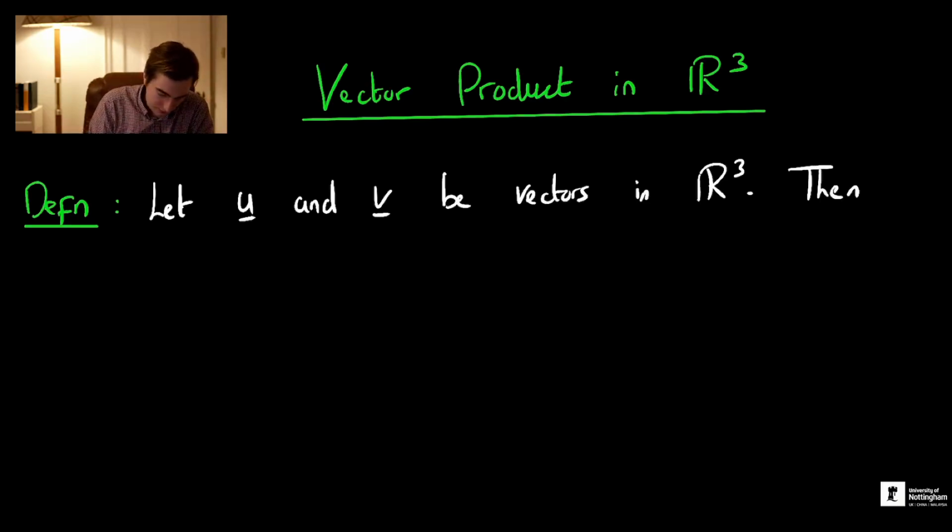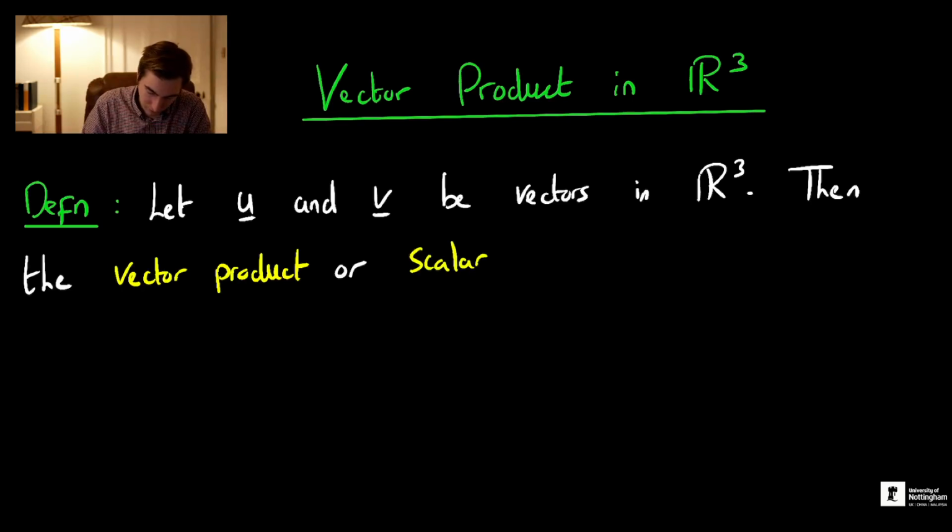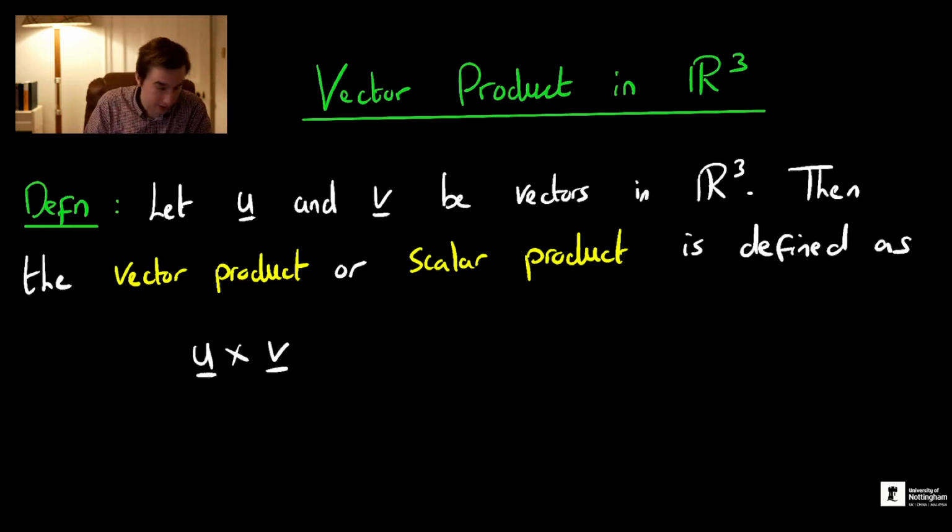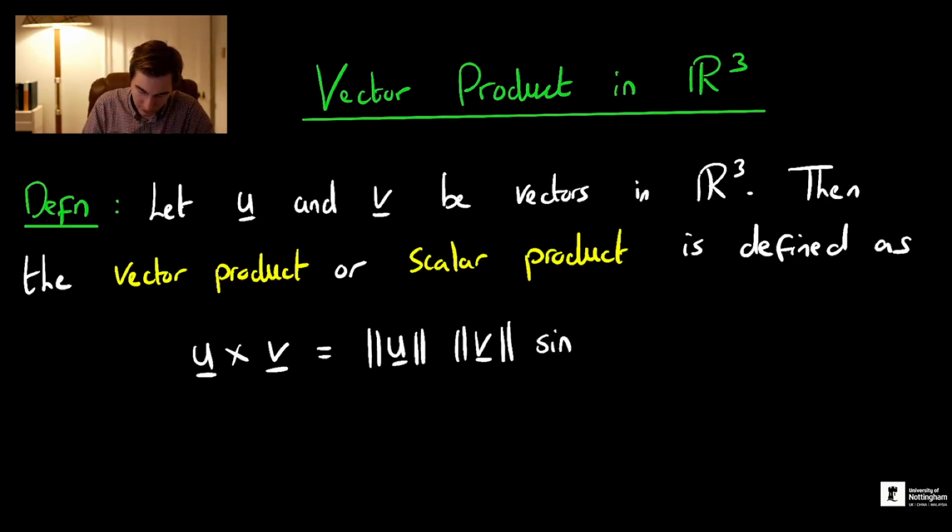Then the vector product, or as I said, it's sometimes referred to as the scalar product, is defined as, we write it as u cross v, like our usual multiplication symbol, is equal to the norm of u times the norm of v times the sine of the angle between them times some new vector n, and we'll talk about what that means in a minute.